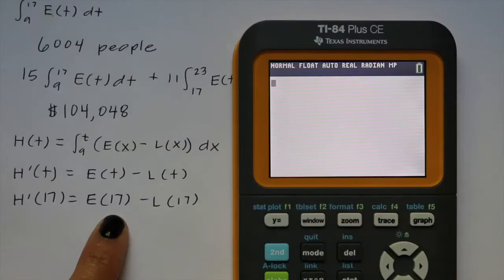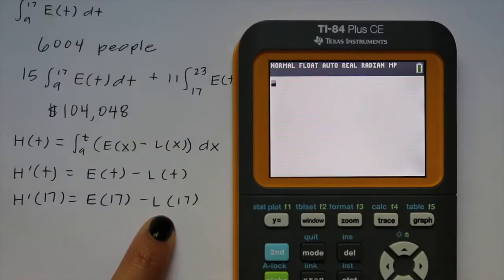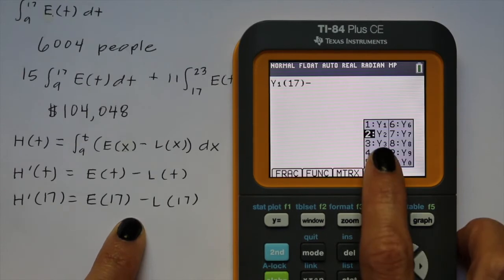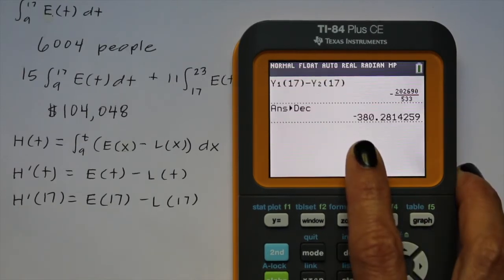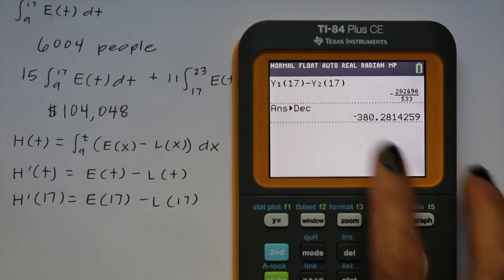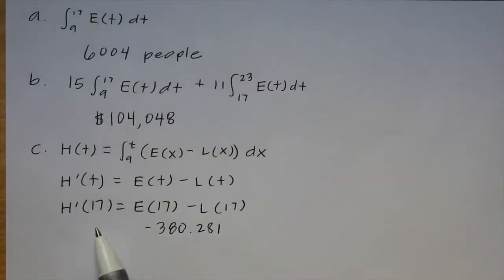E of t is our y1, L of t is our y2. So we're going to call up these functions. Make sure you're selecting y2 for your L of t, and you get negative 380.281. Okay, so here's our answer for h prime of 17.